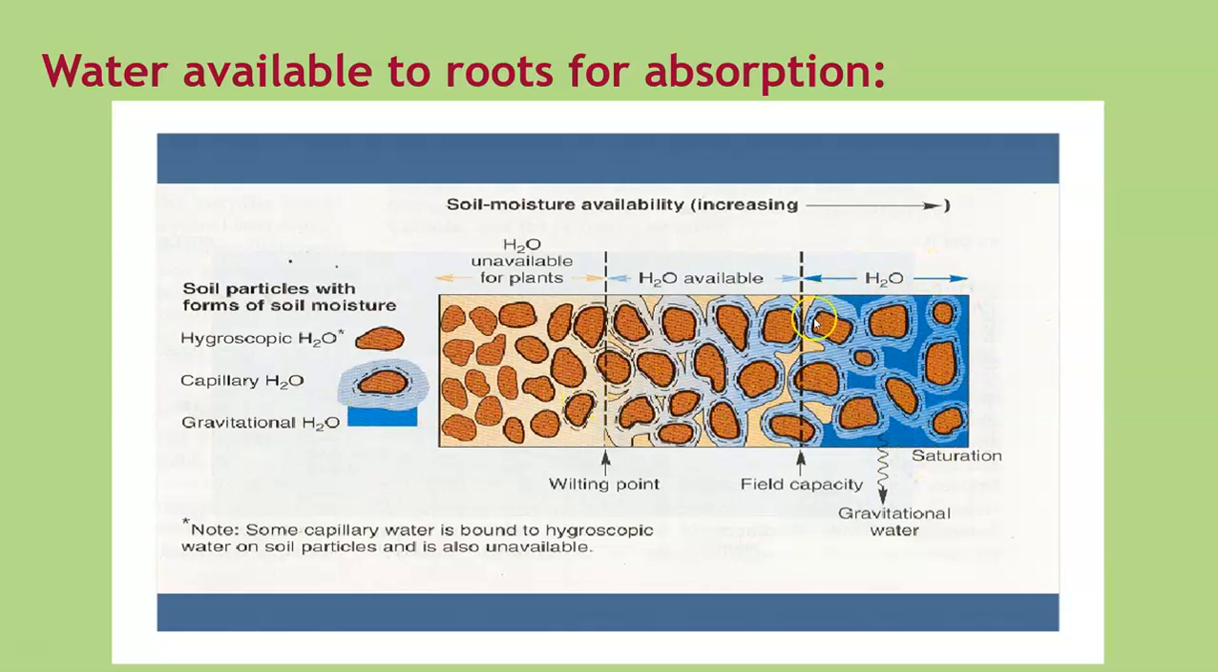So here you can see is the gravitational water. Now this is that water which has percolated due to gravity. Now this is not available to the plants for absorption as it is very much deep into the soil. It is a very lower layer where the roots cannot reach. So this water is not available for the plants.